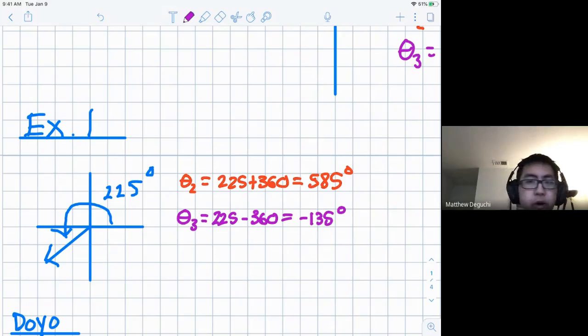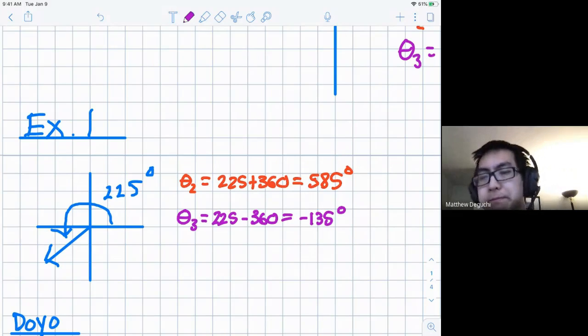So again, if you want to find your other coterminal angles, which means coterminal pretty much means it ends on the same terminal side, then you should add 360 or subtract 360 to find one positive and one negative coterminal angle.